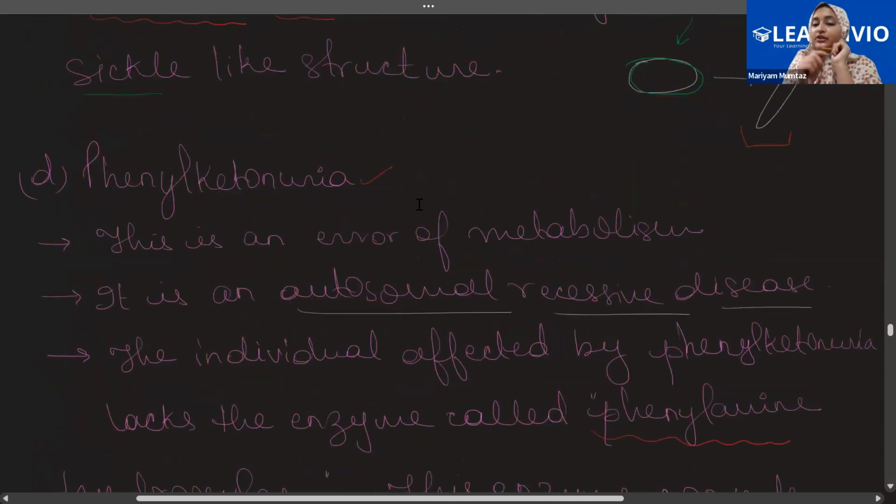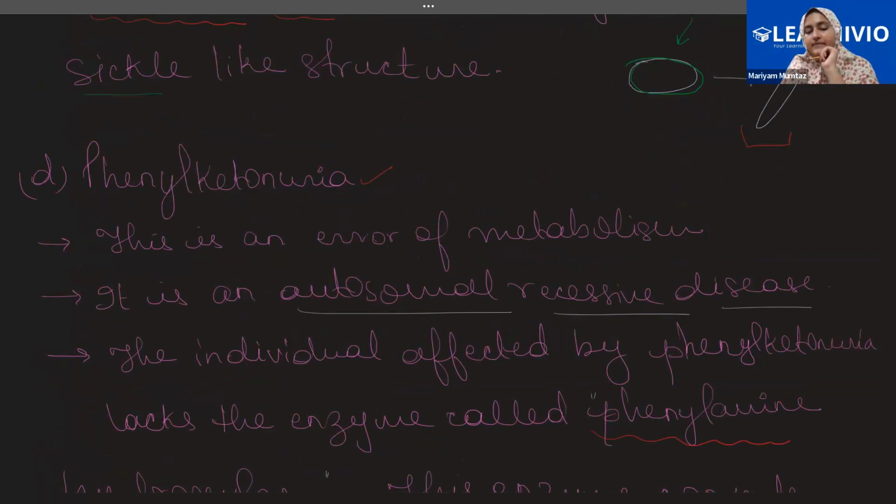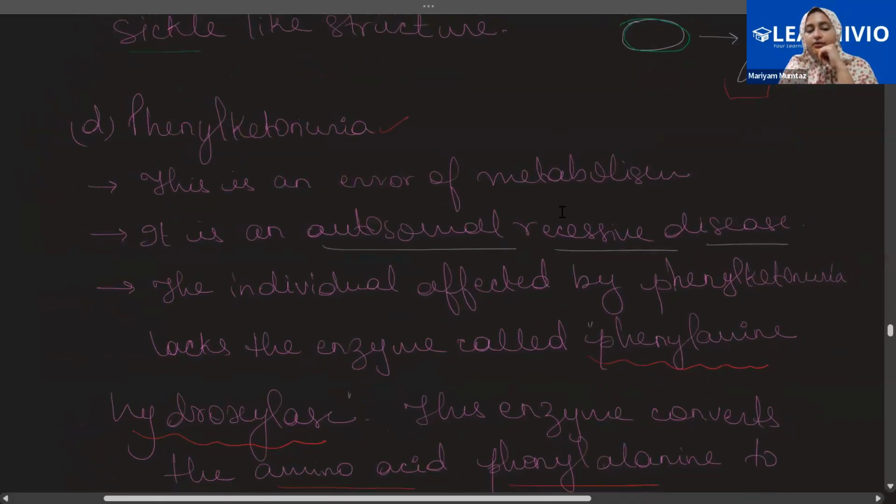Now, phenylketonuria is another example of which type of inheritance, students? We are talking about it in terms of Mendelian disorders, but what else have we studied about phenylketonuria? Do you remember? Anyone? Do you remember pleiotropy? No one is responding. You say yes or no. Where are you, students? Yes, ma'am. You remember pleiotropy? Yes, ma'am. So it is an example of that also.